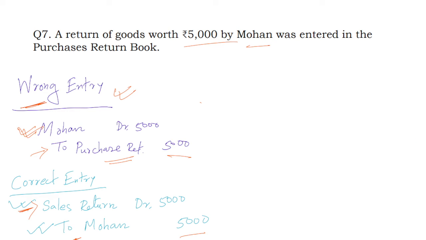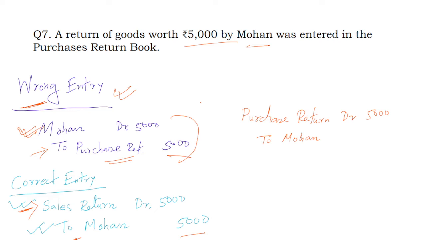See, this is the wrong entry. So how to correct the wrong entry? The only way, if you know that this is the wrong entry, what do you have to do? You have to just reverse this one. Purchase return debit 5,000 to Mohan.